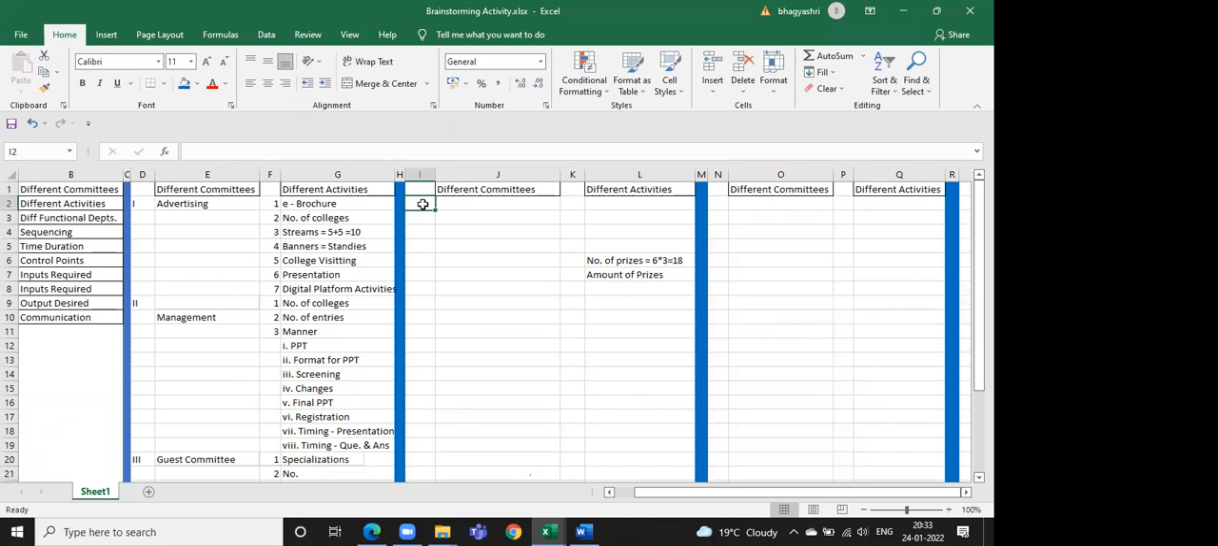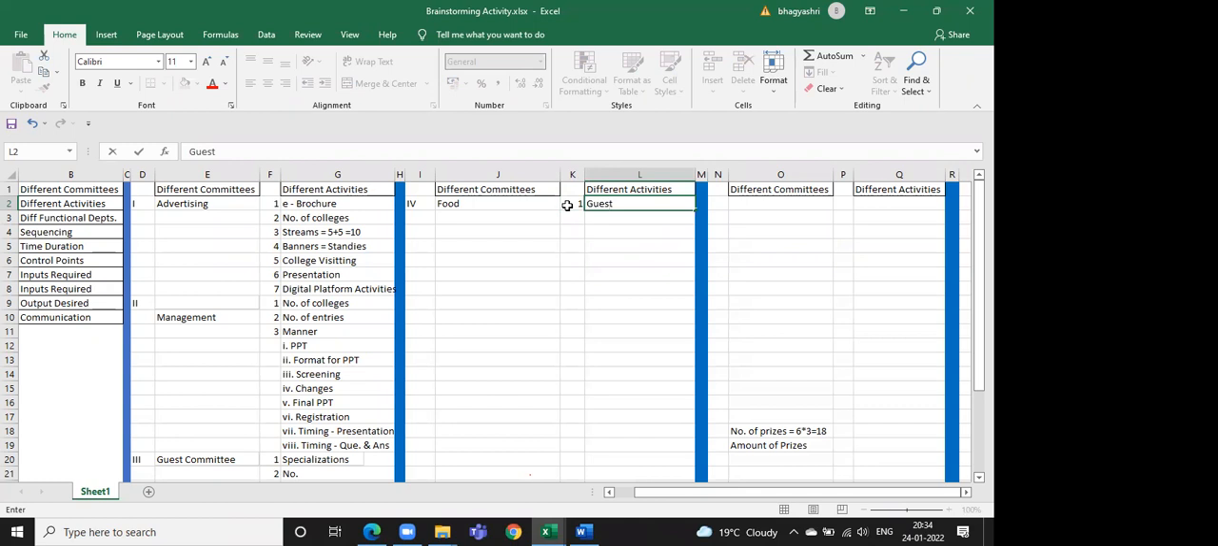So now this is committee number 4, that is the food committee. So essentially, that's where you will be looking into how you are going to take care of the guests when they arrive.